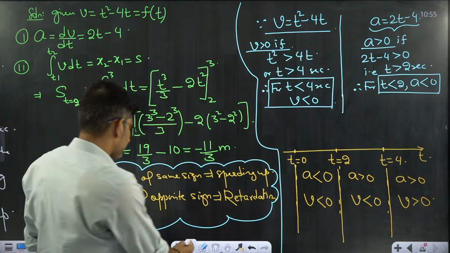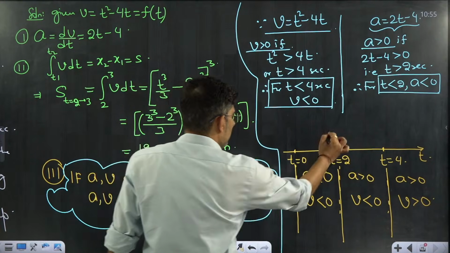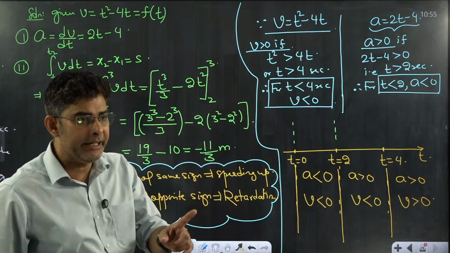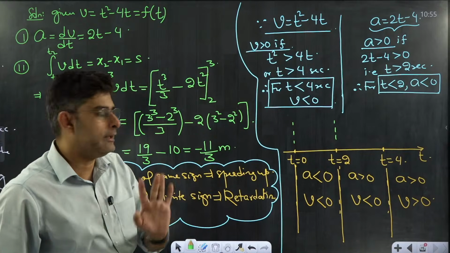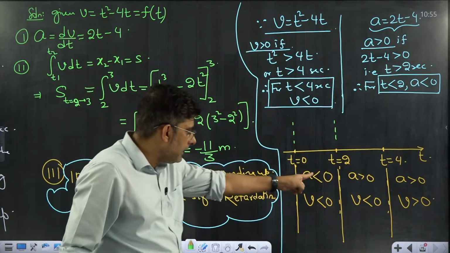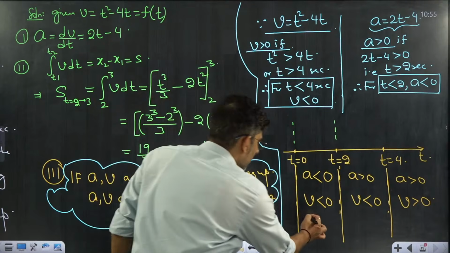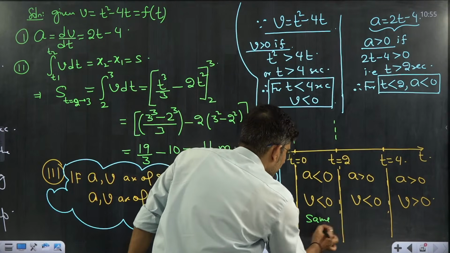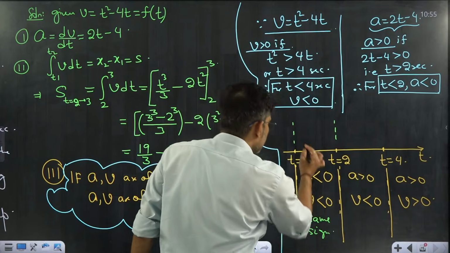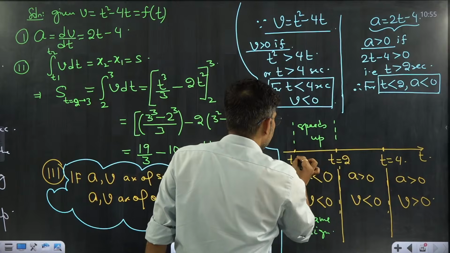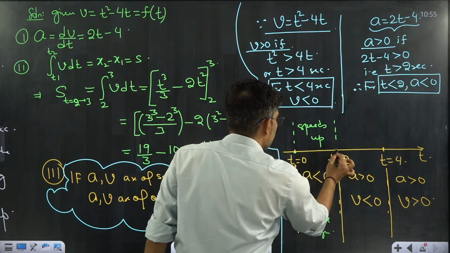Now check. I told you whenever same sign, speeding up, whenever opposite sign, retarding. Here A and V both are negative, they are of the same sign. If they are of the same sign, the particle speeds up, so in between 0 to 2 seconds the particle is speeding up.